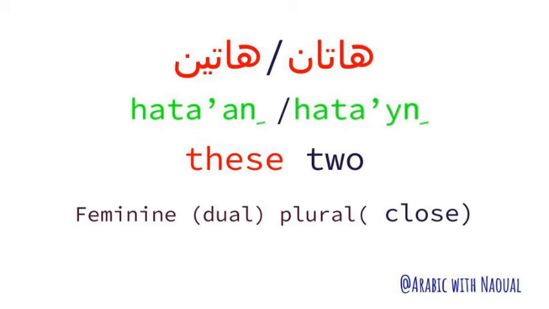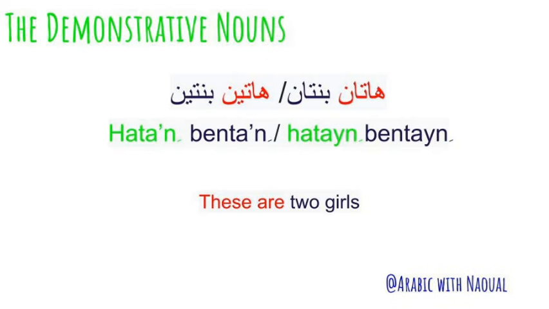The demonstrative noun هاتان or هاتين, these two, for feminine, we use it for two persons. An example for هاتان: هاتان بنتان. Or we can say هاتين بنتين. These are two girls.